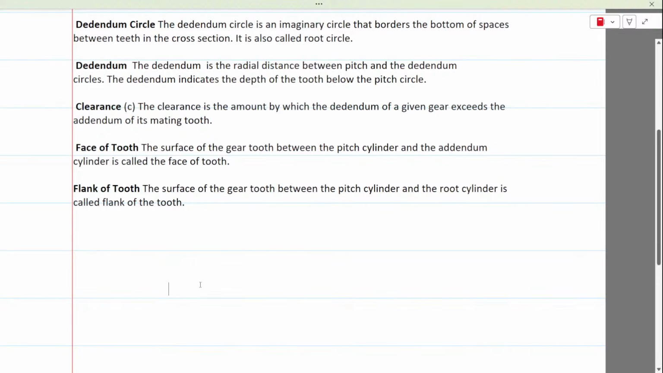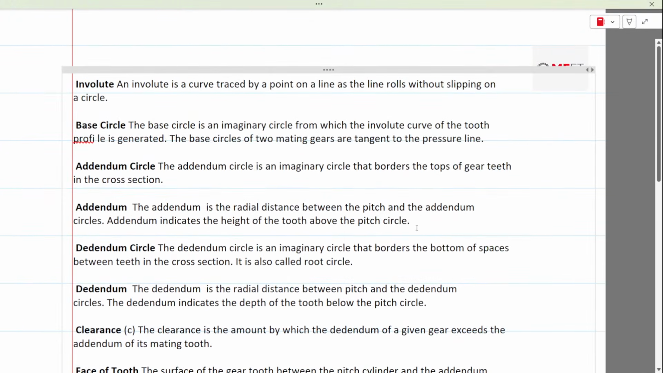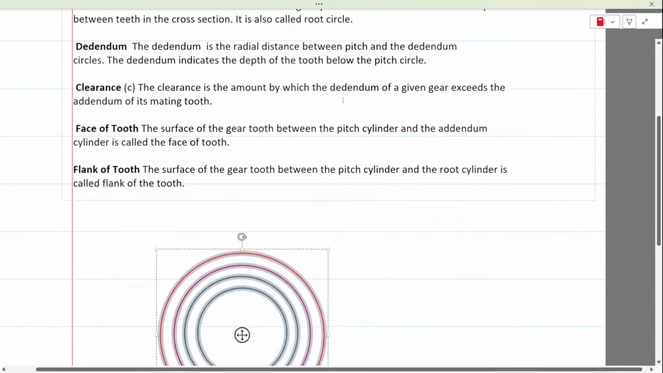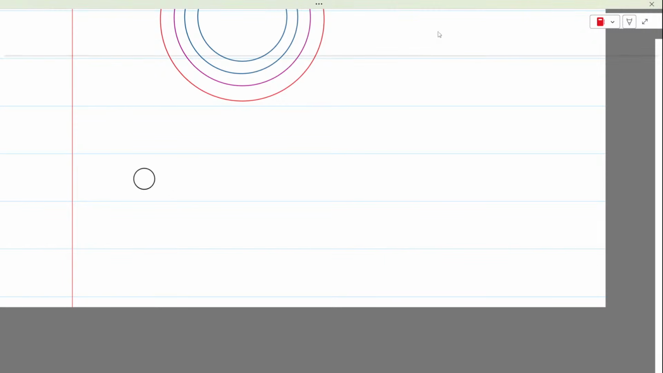So now the first part is involute. Involute is, basically, you might have studied cycloid and involute. So let me give you a simple definition, or let me help you with a simple theory. Okay, there is a circle and there is a straight line, or a horizontal flat surface.